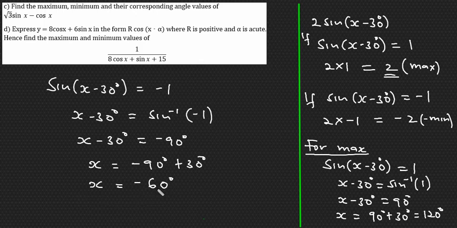So this is what we need to do for such questions. So -60 degrees, or if we use the positive side, it will be 300 degrees. So the minimum can occur when x is -60 degrees, or x is 300 degrees.